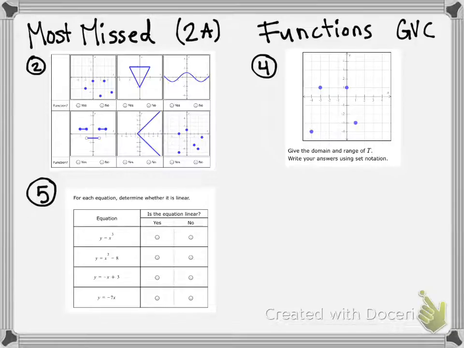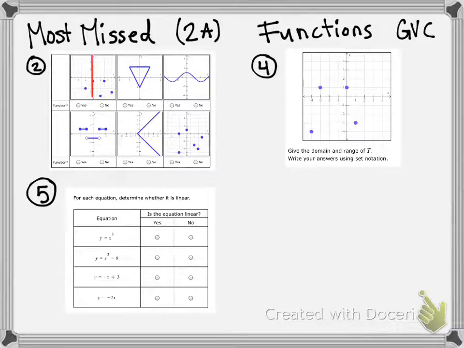For the first one, number 2, we have to identify each relation or graph to see whether or not it's a function. Remember, for a function, each input has exactly one output. For the first relation or picture, we have 5 points, and we have to make sure that for each x value we plug in, there's only one y value.